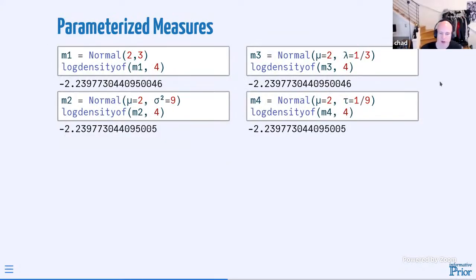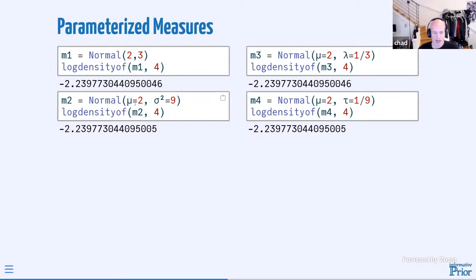So I mentioned that parameterized measures are kernels. Here are some examples of parameterized measures that have been instantiated, that have been given arguments. So I could say M1 equals normal 2, 3. By default, if you just give it 2 values, we try to make this align with Distributions.jl. So this says the mean is 2 and the standard deviation is 3. Now I can call its log density on some value and I get a result.